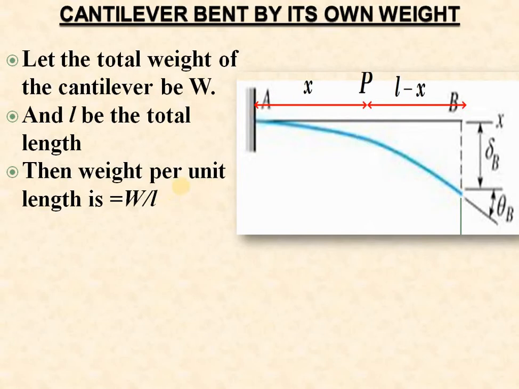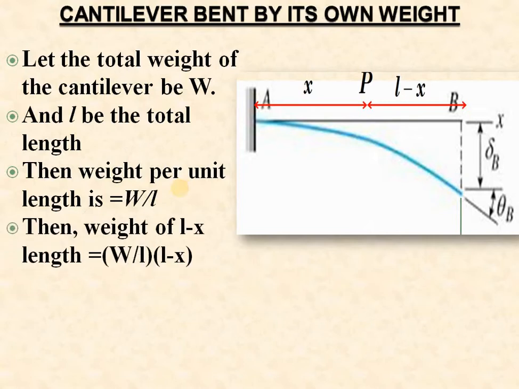So that is the third step. Now you assume some point P on the cantilever at a distance x. The point of fixing is A and P is some arbitrary point on the cantilever. So AP is the distance x. And of course from the figure you can see PB is L minus x.